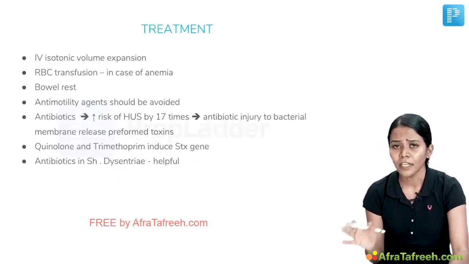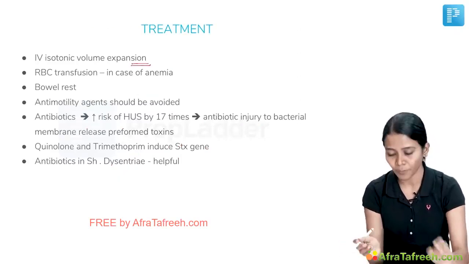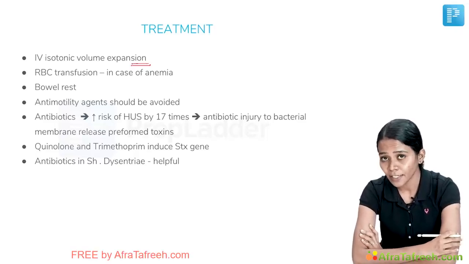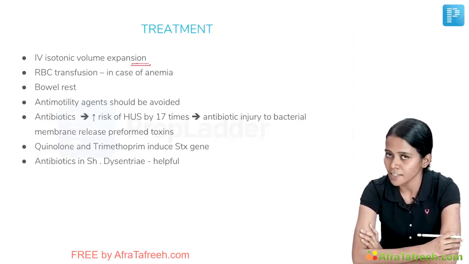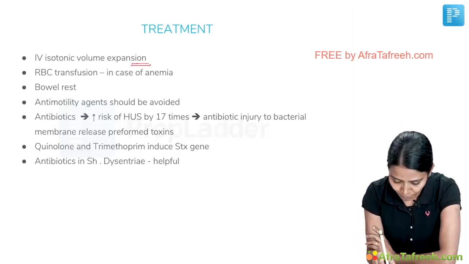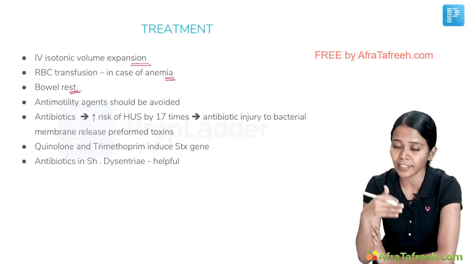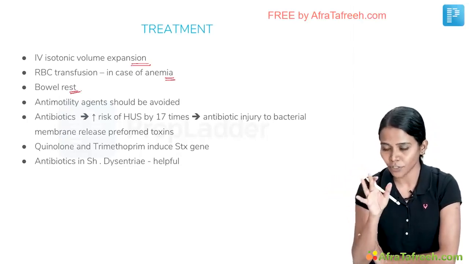Now, treatment. The only treatment is IV isotonic volume expansion, because there will be endothelial damage, there will be third spacing. Any hypovolemia can cause prerenal AKI and worsen this condition. So, volume expansion should be given. If there is severe anemia, RBC transfusion. Bowel rest should be given. Anything that prevents further entry of the bacteria into the circulation should be done.